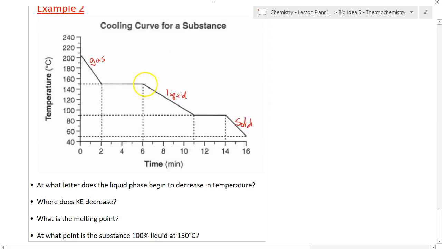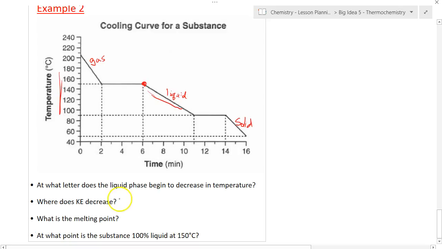So at what letter does our liquid phase begin to decrease in temperature? Okay, so it's going to be at this point right here, because at that point, our liquid phase starts to decrease in temperature, starts to go down this slope. Okay, and temperature's on the left-hand side. That shows us that whenever it's going up and down, there's a change in temperature.